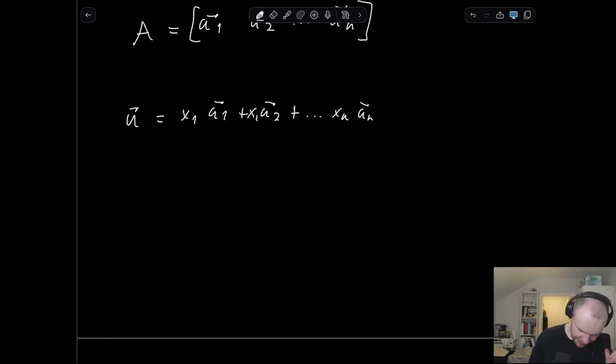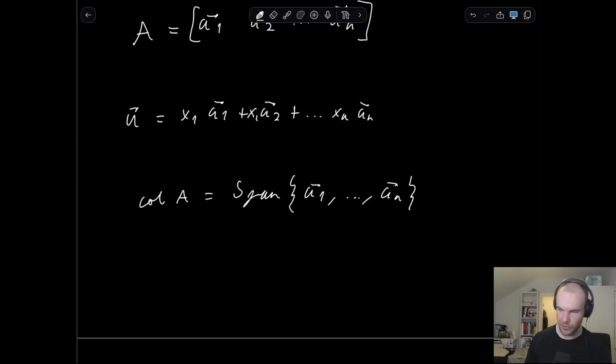So the span, what do you call it? The column space of A. The column space of A is therefore equal to the span, we use big S, the span of a1 all the way up to an, because that represents all the possible linear combinations of these column vectors. That's what I was trying to say. I was pretty stupid there for a moment, but it's all right.